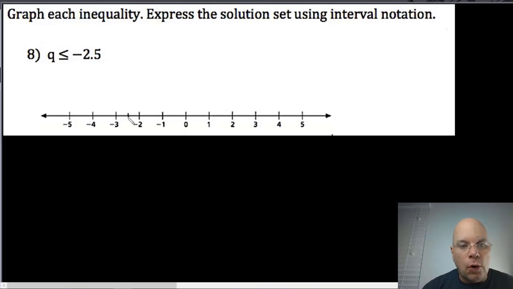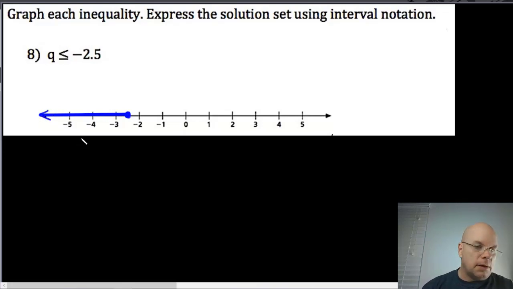Since it's less than or equal to, we'll indicate that it could be negative 2.5 with a solid dot. It could be equal to negative 2.5, and it could also be anything less than negative 2.5, so anything to the left on the number line. And we'll indicate that with an arrow going left.